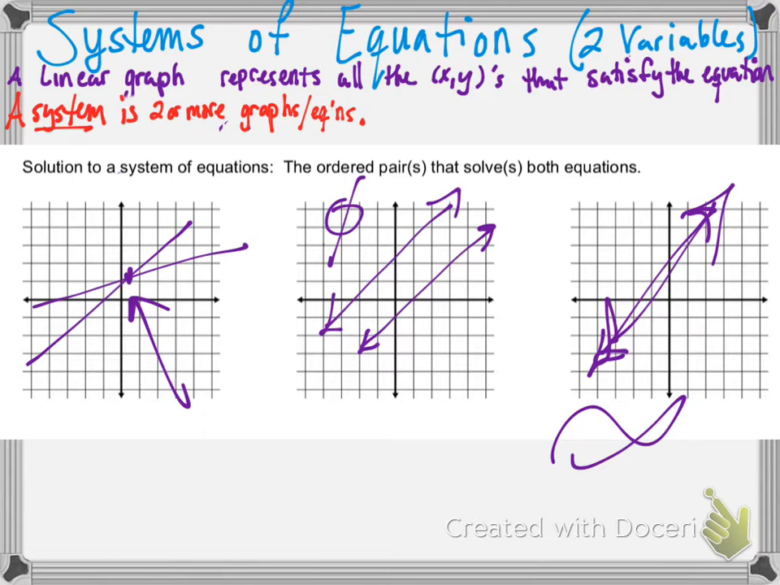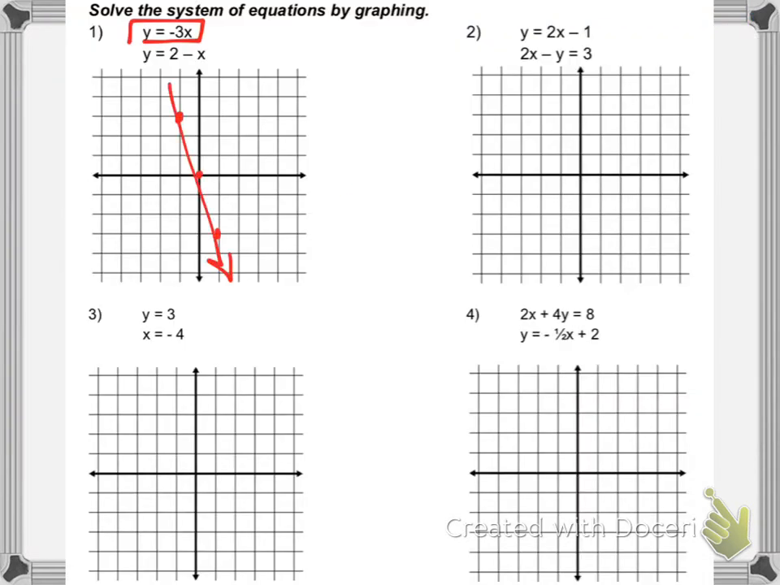So let's do a few examples here. There we go. So first example, graph that. Y-intercept is 0. -3 is the slope. I'm going to convert that to slope-intercept form.